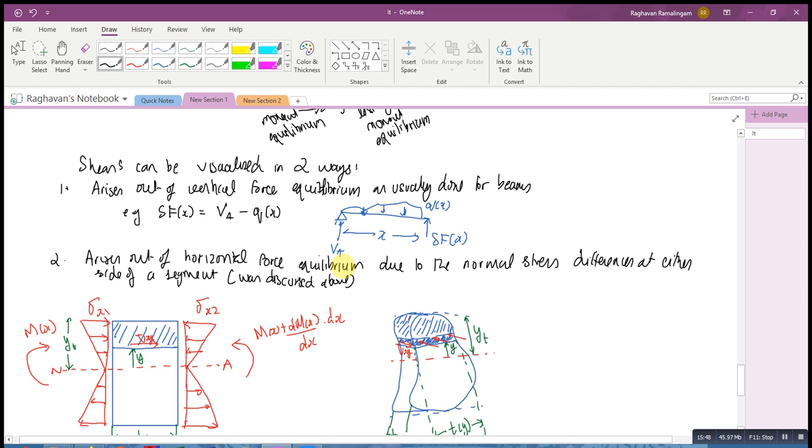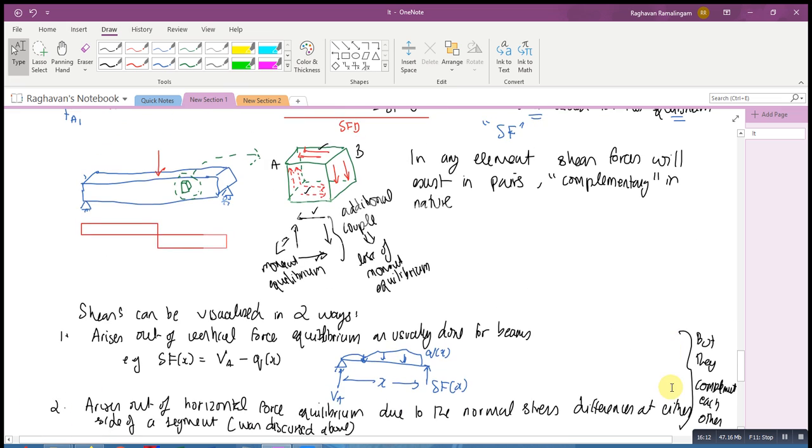Okay, so what we say is these two are the two ways in which shear forces manifest, but they complement each other. Okay.